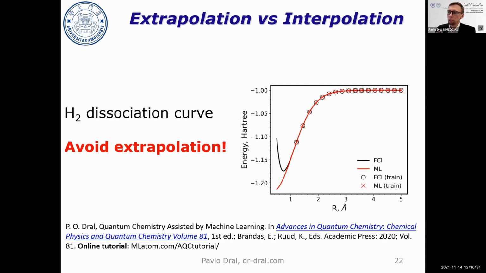The problem with chemical applications of machine learning is that we deal usually with high-dimensional spaces, and there we cannot always ensure that we interpolate. And if your machine learning model doesn't have all the patterns in the training set, for example, if you train only on these points on the dissociation curve of H2, then it will not know that there is a potential well, which is very well known to any quantum chemist. But machine learning doesn't know it if you don't provide this information.